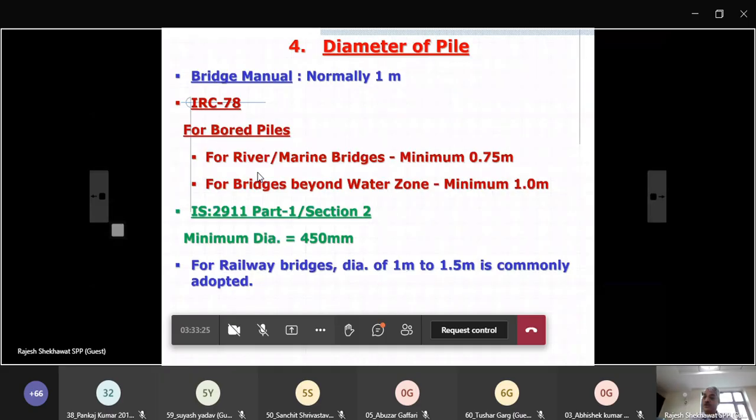In fact, somewhere in metros also they are going for 2 meter dia piles. But then you need a little bit different machinery. And large dia is entirely different.